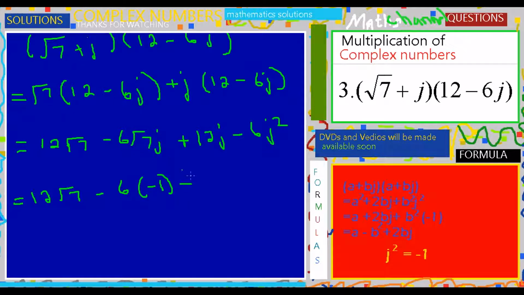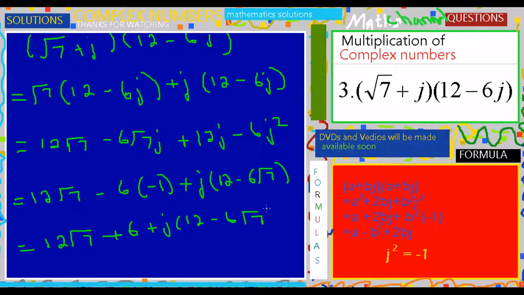Because j is a common factor, let me start with the positive side. I'm rearranging, so I will take the 12 in front and the negative 6. So multiplying this 12 root 7, this one will be positive. Negative times negative is positive. Negative 1 multiplied by negative is positive. And so we'll have positive 6, and then finishing everything here, we'll have something like this, 6 root 7.